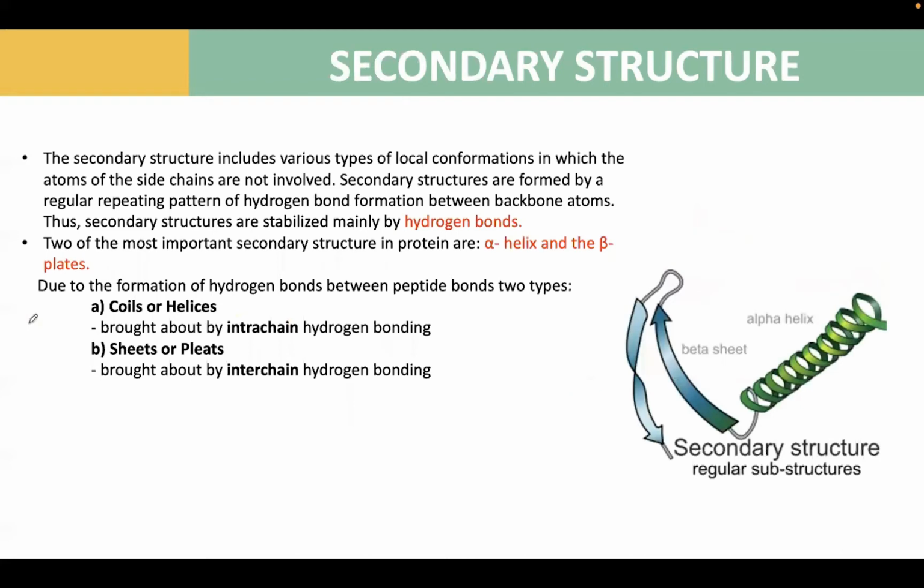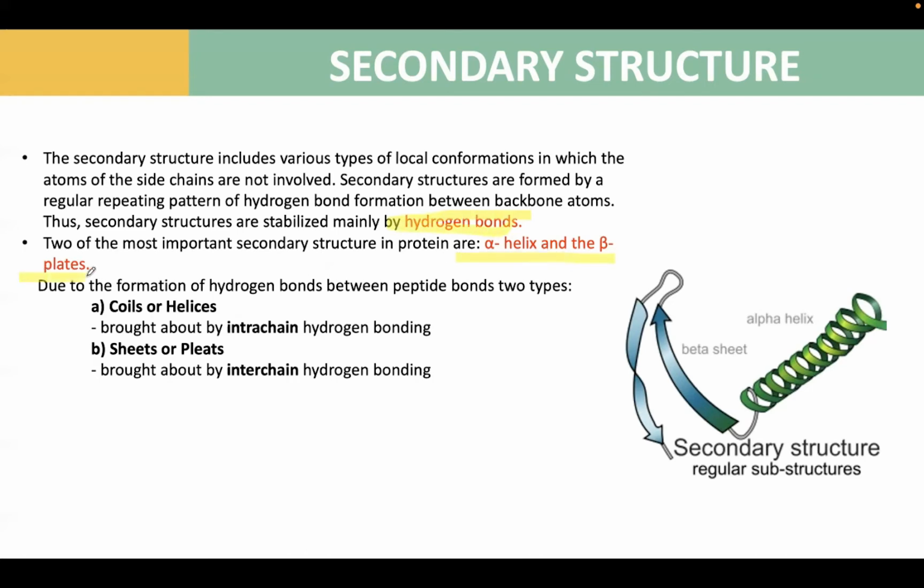Next, your secondary structure. The secondary structure includes various types of local conformations in which the atoms of the side chains are not involved. Secondary structures are formed by a regular repeating pattern of hydrogen bond between backbone atoms. Thus, secondary structures are stabilized mainly by your hydrogen bonds. Okay? And then the two most important secondary structures in the protein, please do not forget, is the alpha helix and then the beta pleats.